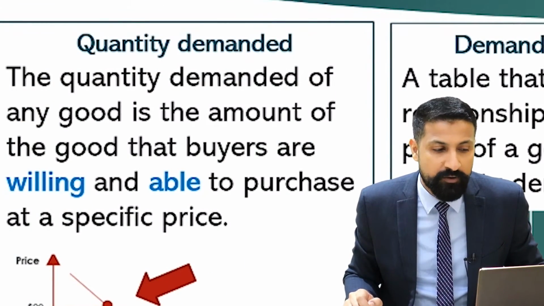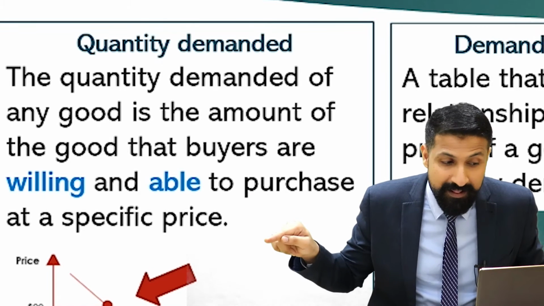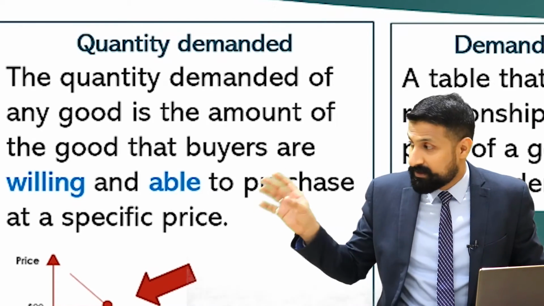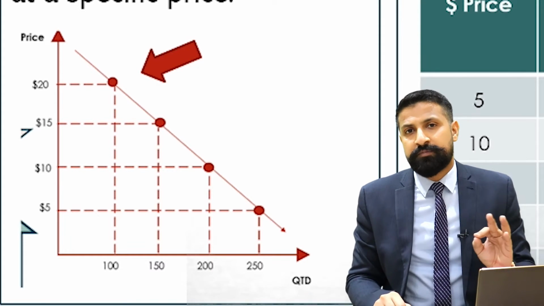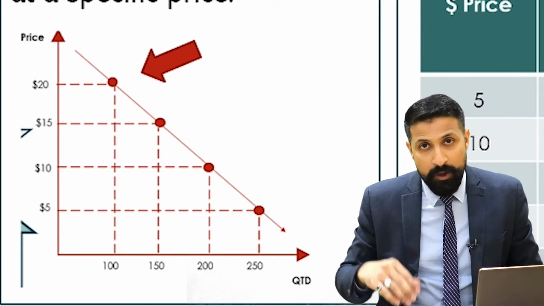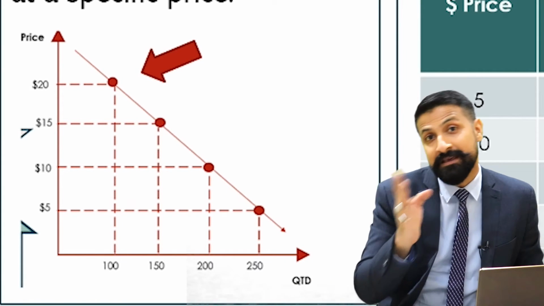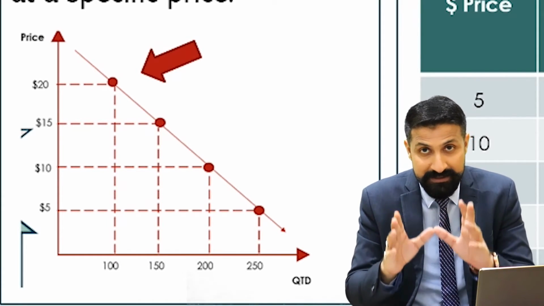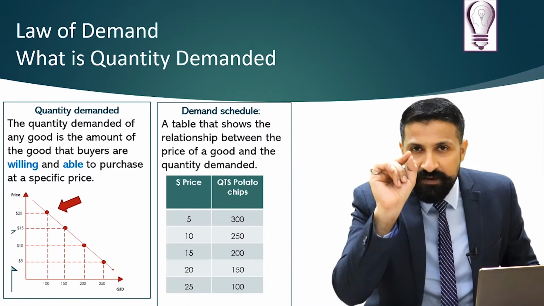The quantity demanded of any good is the amount of the good that buyers are willing and able to purchase at that specific price. Okay, they are willing and able to purchase at that specific price, and you can see there that when the price of that product was $20, the buyer was buying 100 units. When the price moved down to $15, the quantity demanded increased and moved to 150 units. So that is actually called quantity demanded. How much quantity is demanded at a specific price.